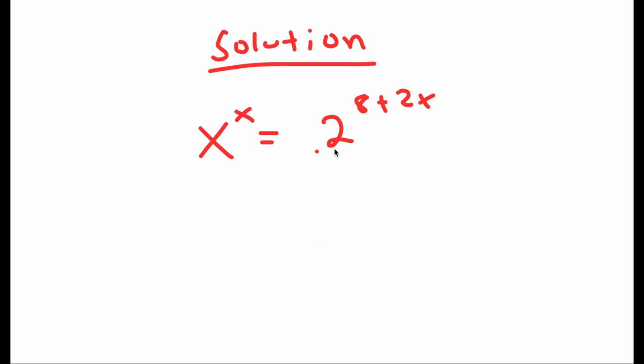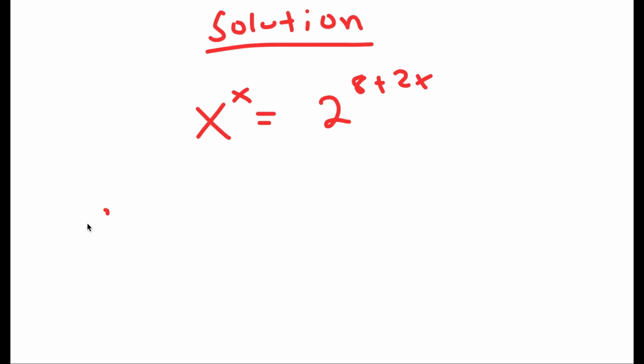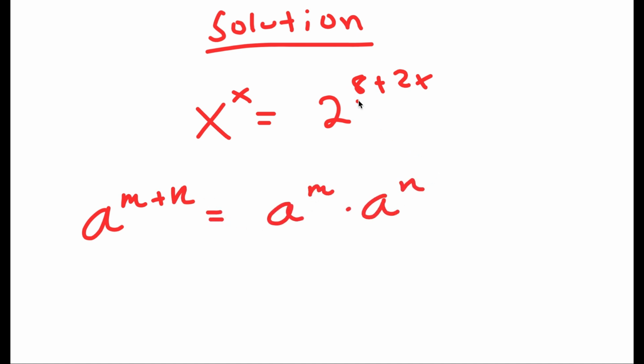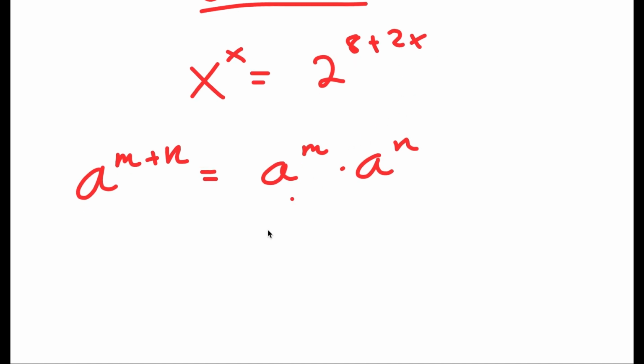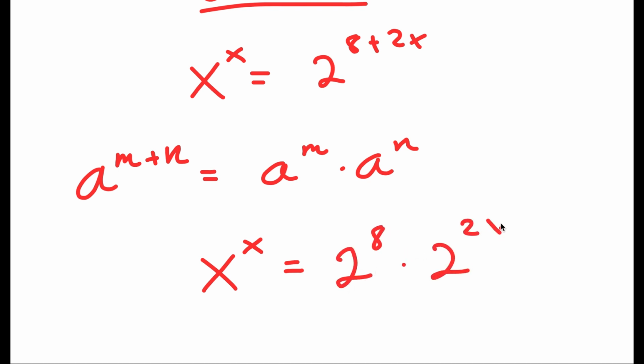And now, I'm going to use the property a to the power of m plus n is equal to a to the power of m times a to the power of n on 2 to the power of 8 plus 2x. So now this turns into 2 to the power of 8 times 2 to the power of 2x.